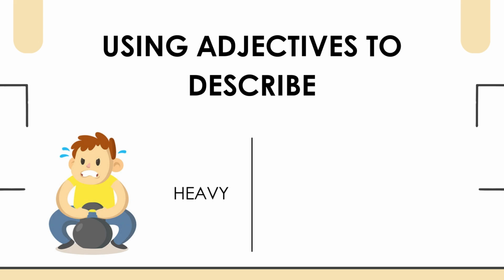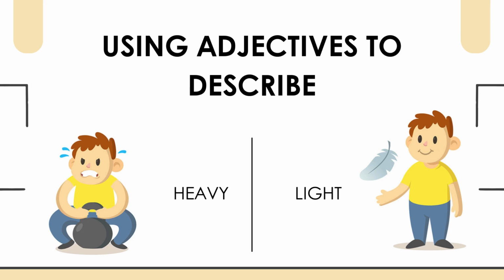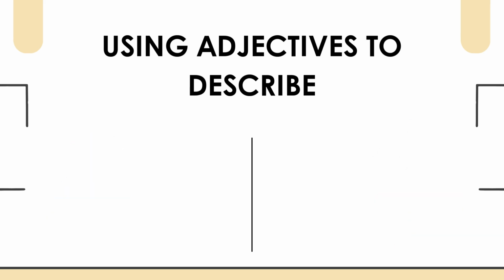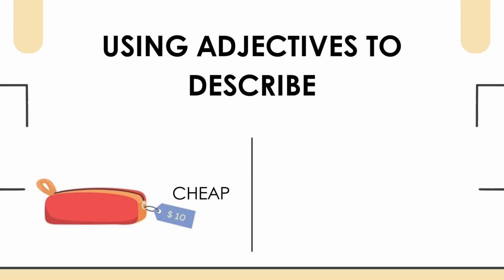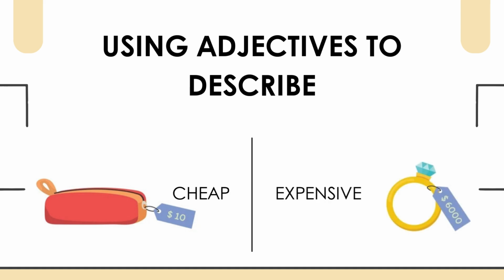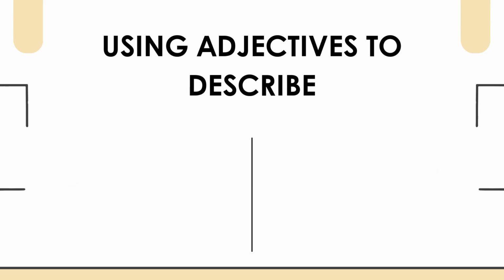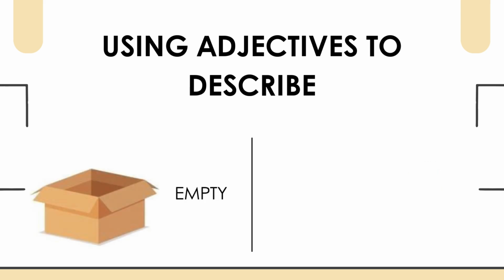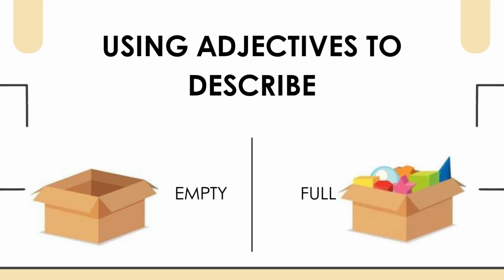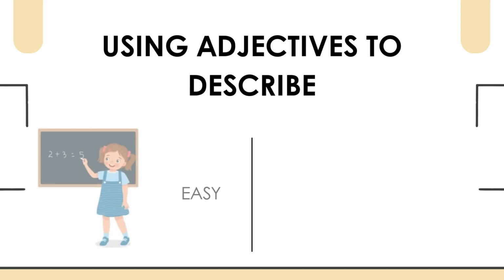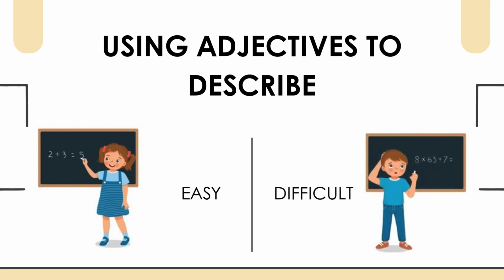We use heavy to describe something that has a lot of weight, while we use light for something that weighs very little. We use cheap to describe something that costs little money, while we use expensive for something that costs a lot of money. We use empty to describe something that has nothing inside, while we use full for something that is completely filled. We use easy to describe something that requires little effort or is simple to do, while we use difficult for something that requires a lot of effort or is hard to accomplish.